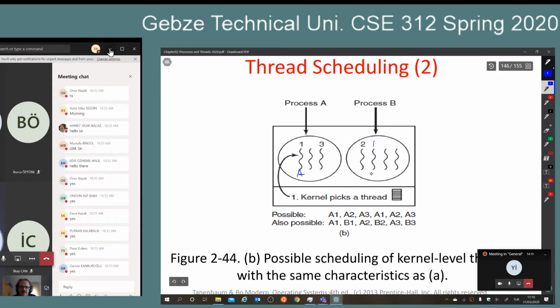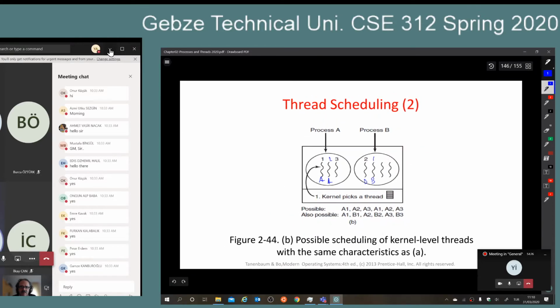Let's say this is B. B1 is going to run. Then again, A2 is going to run, and then B2 is going to run. So this kind of switching is possible with the kernel level threads. So it is more flexible.